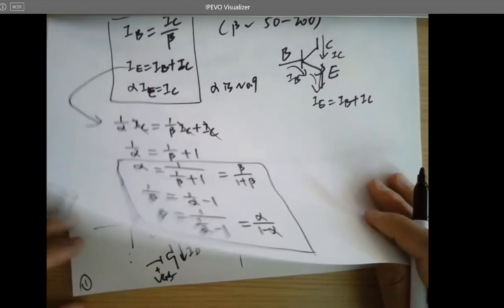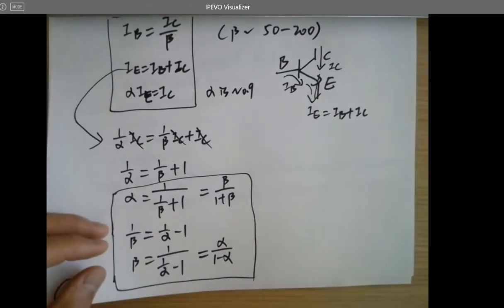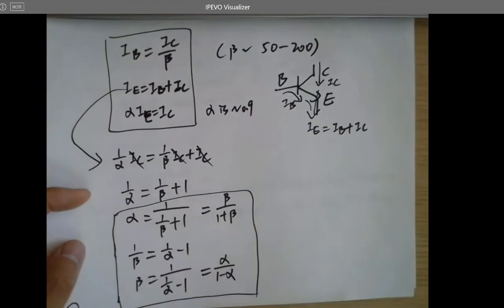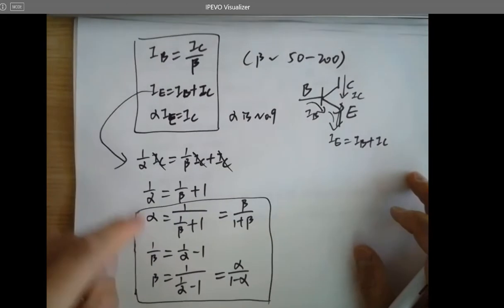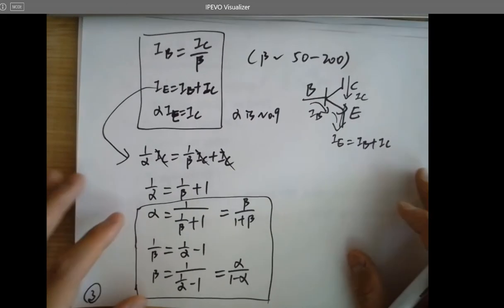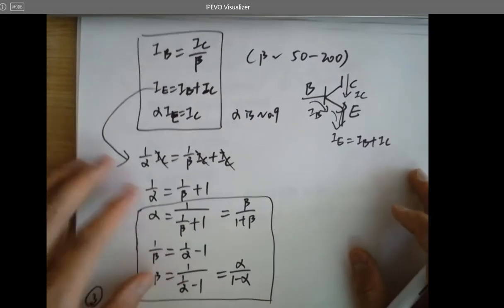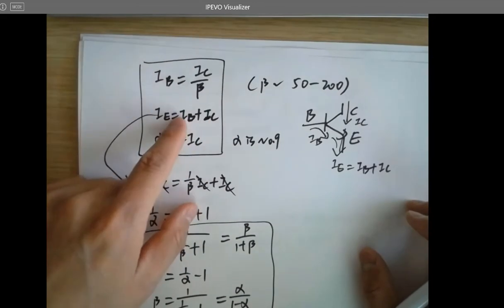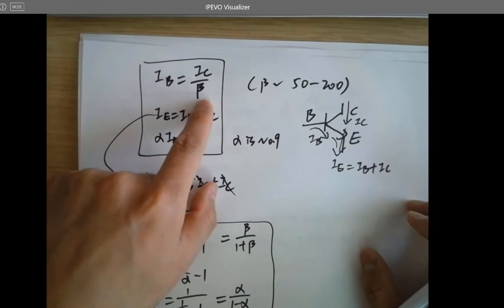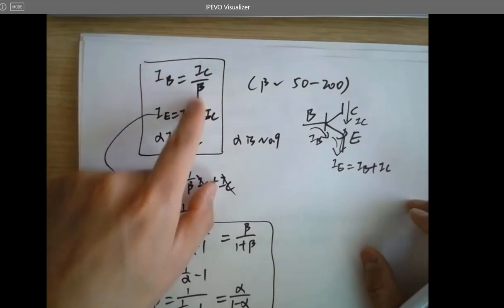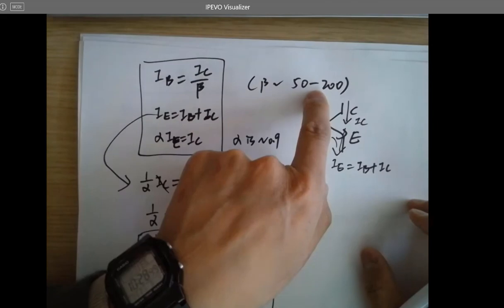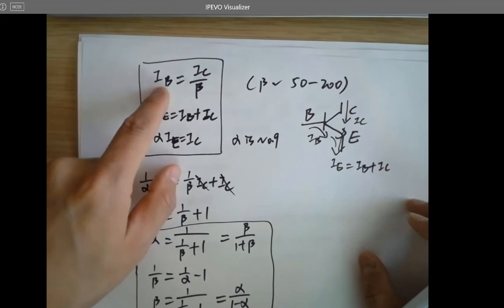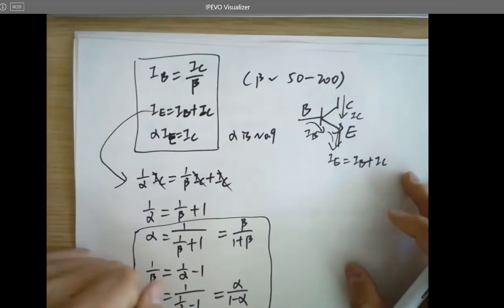Any questions so far? Straightforward, right? Just need to remember this first, and you can derive this whenever you want to do it. But in the future, I'm pretty sure you can remember this. If you know these 3 equations, you're good. I think it's the most important one. So IB equals IC over beta, and beta is normally 100. The typical value is 100. So IB is being amplified by 100 times, so you get IC.